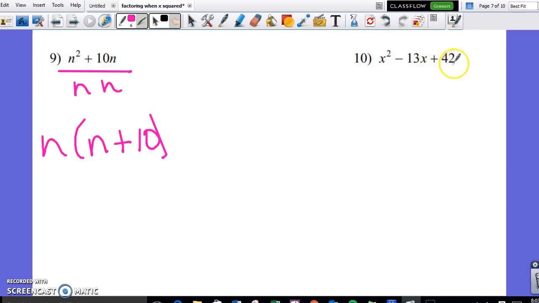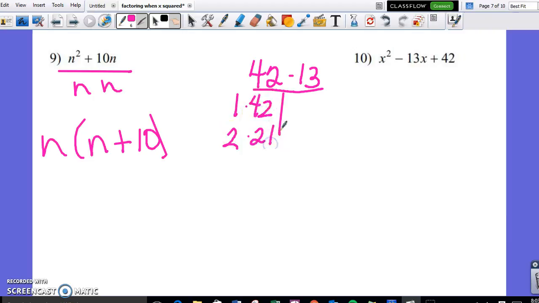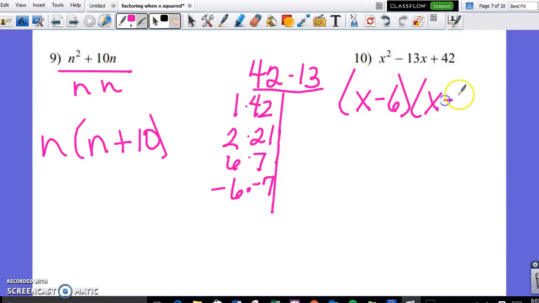What multiplies to 42 and adds to a negative 13? Well, I know it's 2 and 21, 6 and 7. That equals 13, but I'm trying to get to a negative 13. So negative 6, negative 7, and when you add those, that is a negative 13. So you're going to have x minus 6, x minus 7. And then you are finished.